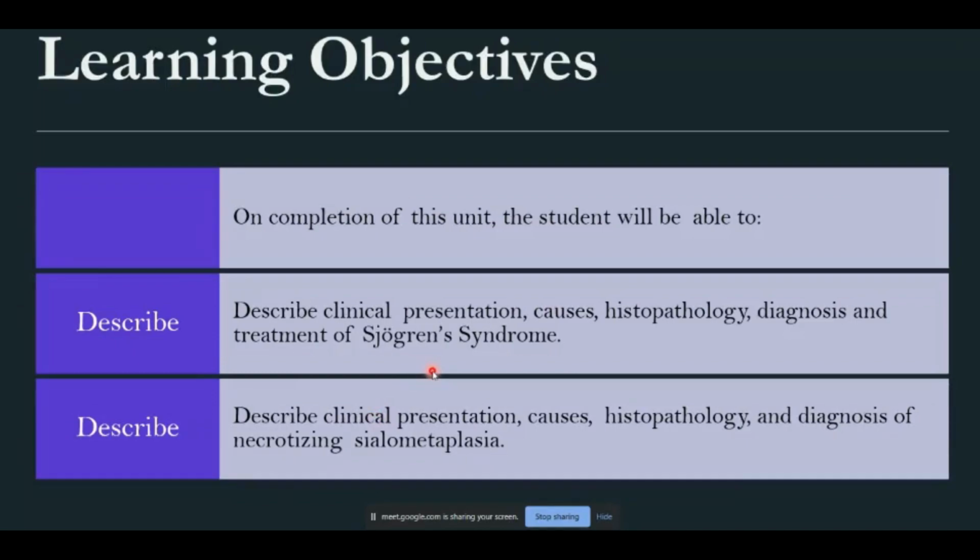So in this lecture, we are going to study what is called Sjögren syndrome. It's pronounced as Sjögren, okay? And we'll study the clinical presentation, what is the cause, what is the histopathology, and what are the differential diagnosis and treatment of it. And we'll also be studying what is called necrotizing metaplasia. Again, the same features, that's your clinical, histopathologic, and differential diagnosis, followed by treatment.